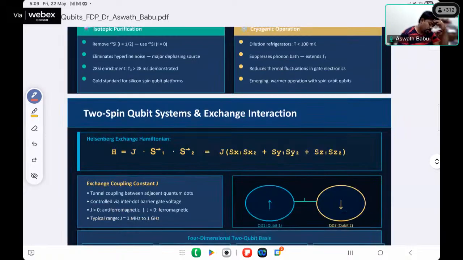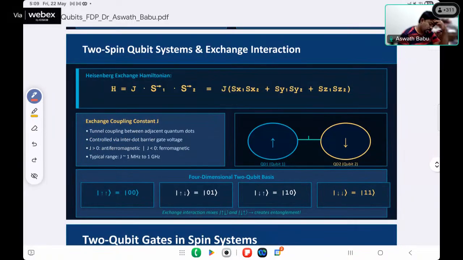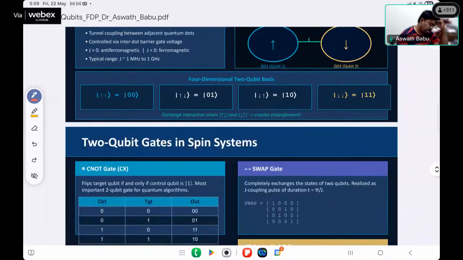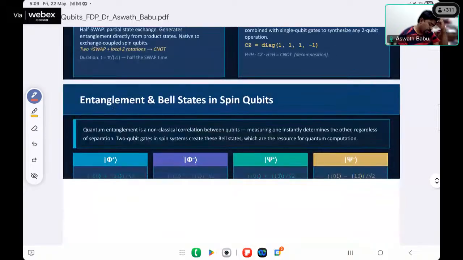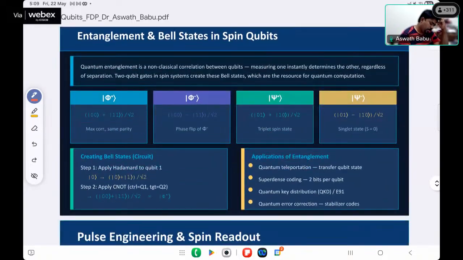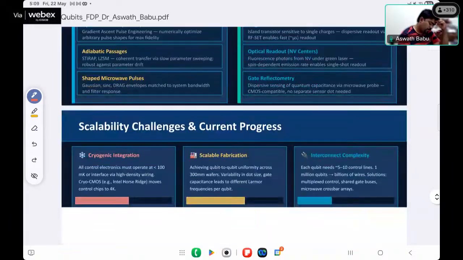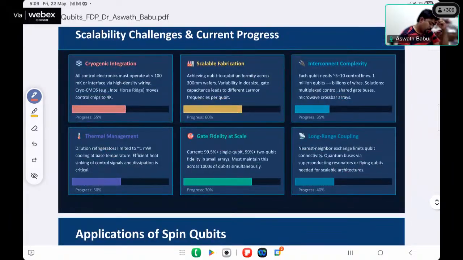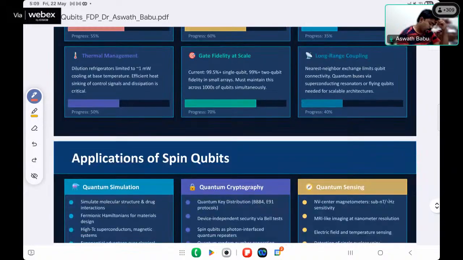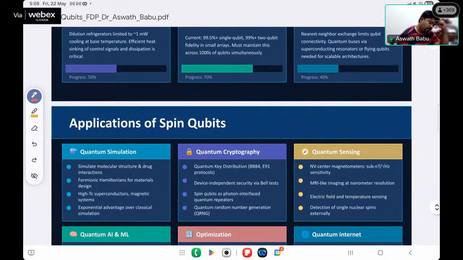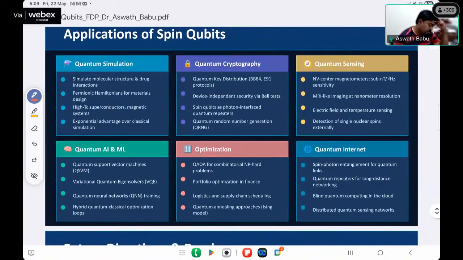So I'm not going to discuss all of them. I'll skip it because we are already crossing 10 minutes. Okay. So you can create quantum applications like quantum entanglement and so on. And especially scalability is very good with the spin qubits because they are integrable with the CMOS chips.